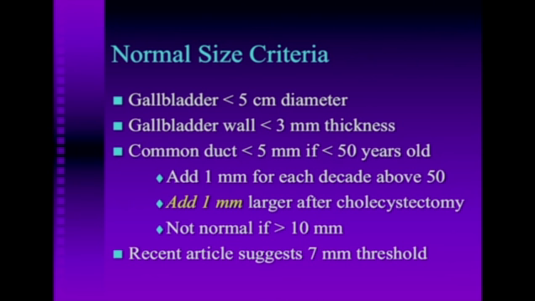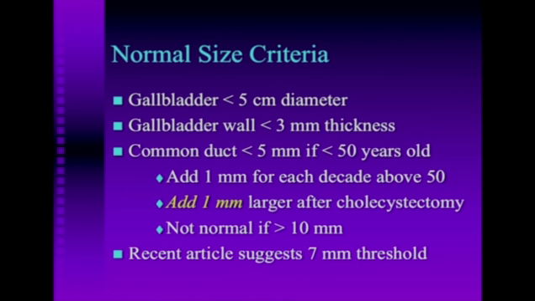There's a variety of information in the literature about normal size criteria. Generally, if the gallbladder is less than 5 centimeters diameter, this is considered normal. Also, the gallbladder wall should be less than 3 millimeters thick. For common duct, there is some variety in the literature, but traditionally we've considered that if the common duct is less than 5 millimeters in a person less than 50 years old, that is normal. And we'll add 1 millimeter for each decade above 50. So 6 millimeters at 60, 7 at 70, and so on.